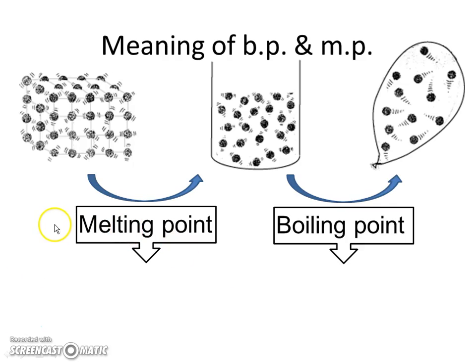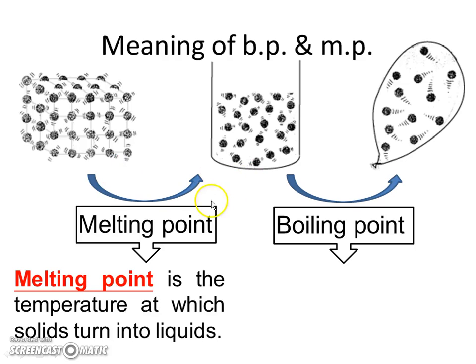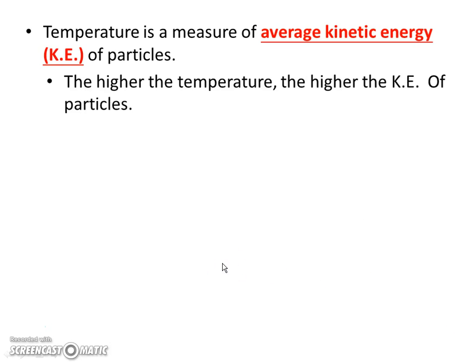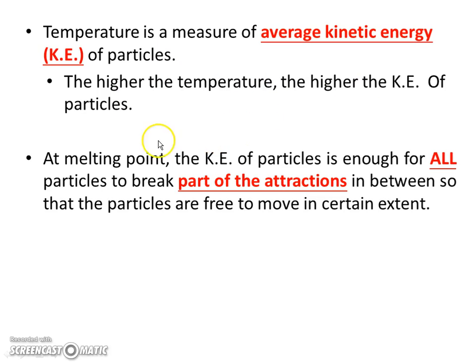So when a solid melts, the melting point is the temperature at which a solid turns into a liquid. The boiling point is the temperature at which a liquid turns into a gas. And you know, temperature is a measure of the average kinetic energy of the particles. The higher the temperature, the higher the KE of the particles. So at melting points, that is a very important concept.